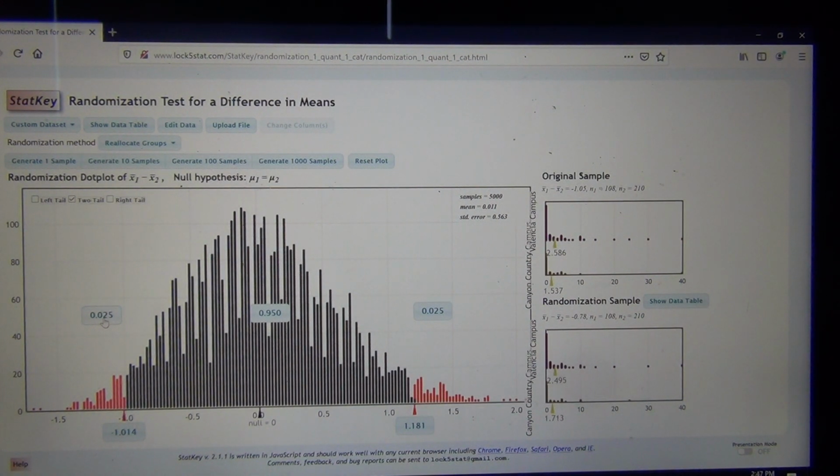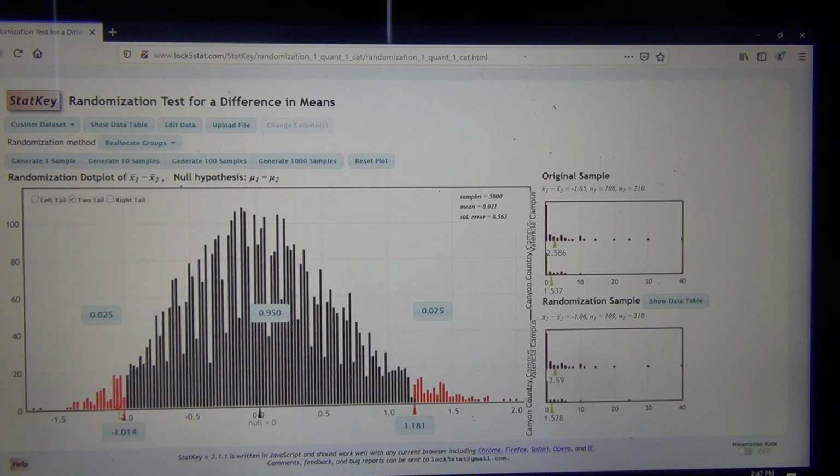Okay, so again, we see here that we have two tails. Now, if your original sample data falls in either of these two tails, it would be considered significant. So it'd be considered a significant disagreement with the null hypothesis. So where is negative 1.05? Well, this tail starts at negative 1.014. So we barely made it.